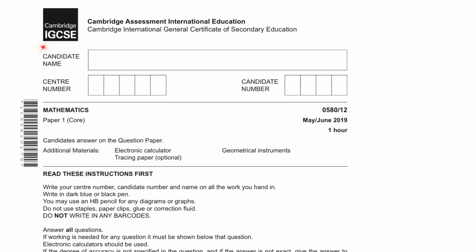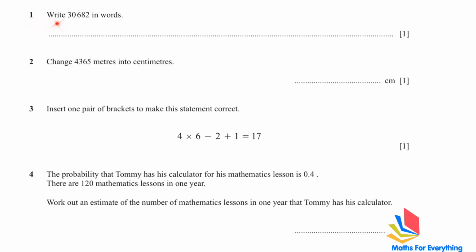Today we are going to solve Cambridge IGCSE Mathematics Paper 1 Core, Variant 1-2, May-June 2019. Question number 1. Write 30682 in words. So this is 30,682.